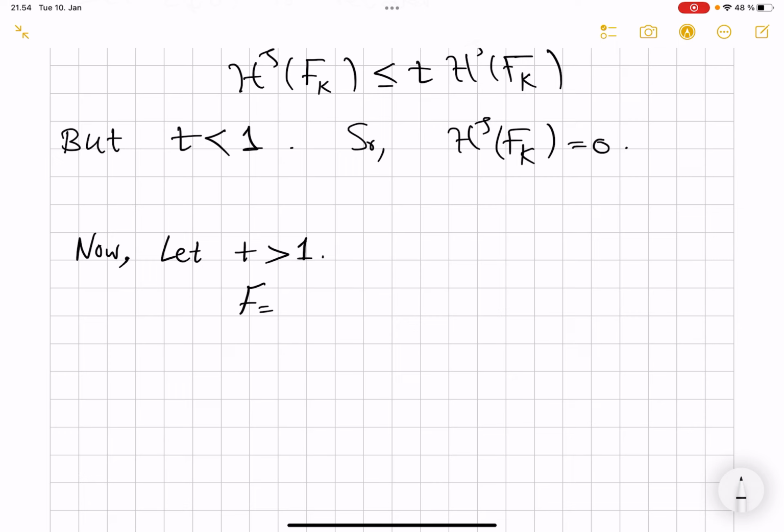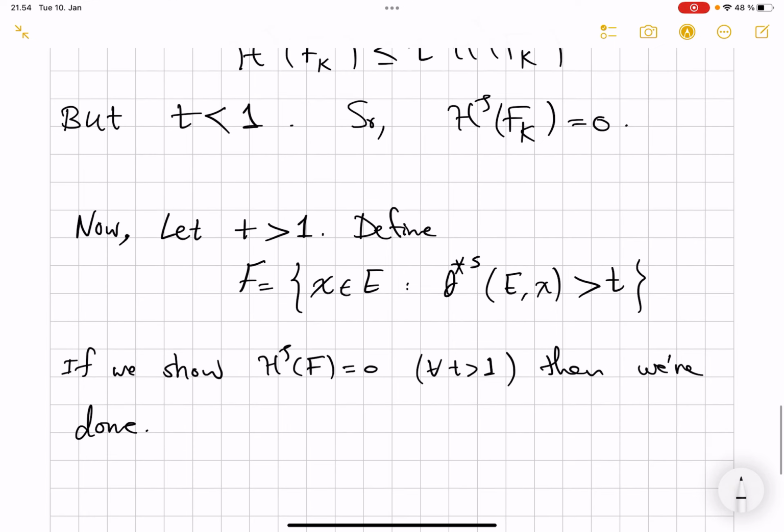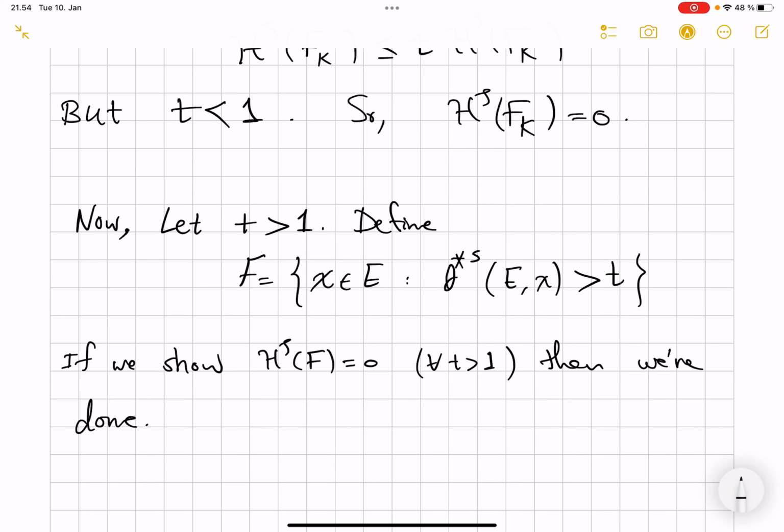and define, this time the bad set will be, we want to show density is less than 1, so let's look at those points in E where upper density of E at x is strictly bigger than t. If we show Hs of F is 0, which implies for every t, then we're done, because it will say that you never have a strictly bigger than 1 density almost everywhere.